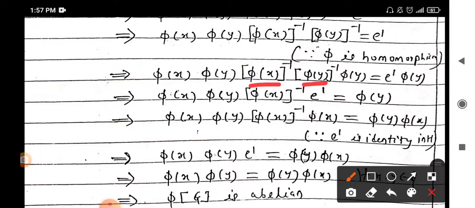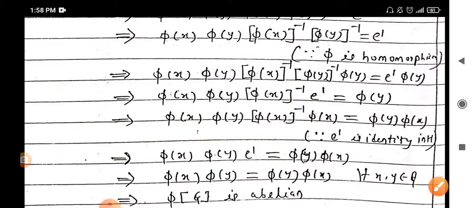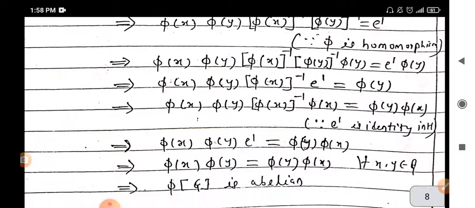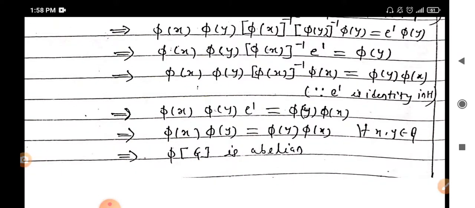Therefore, we have phi of x into phi of y, phi of x inverse, phi of y inverse, and post-multiplying by phi of y, this implies phi of x, phi of y, phi of x inverse equals phi of y. Again, post-multiplying by phi of x, we have phi of x, phi of y, this is identity, equals phi of y into phi of x. This proves that phi of x into phi of y equals phi of y into phi of x. This proves that phi of G is an abelian group.